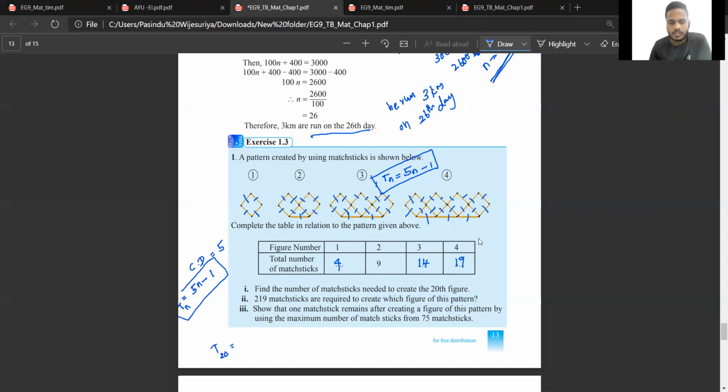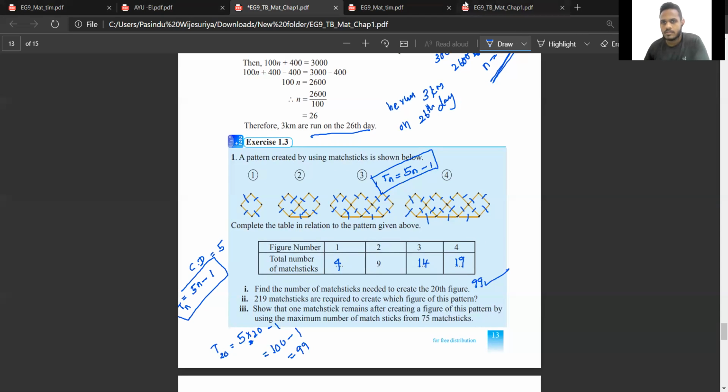So when considering T20, which is the 20th figure, it is 5 into 20 minus 1. 5 into 20 is 100, minus 1 is 99. This is 99. 219 matchsticks are required to create which figure?